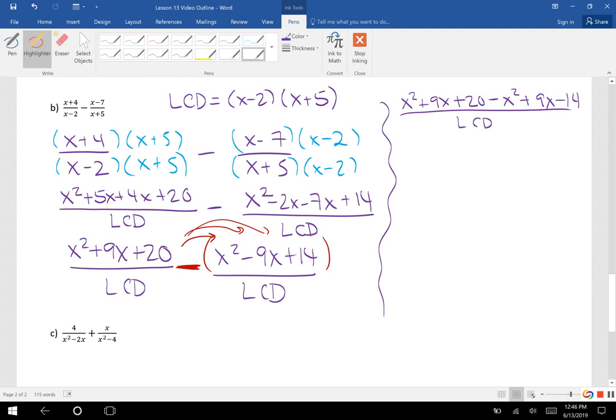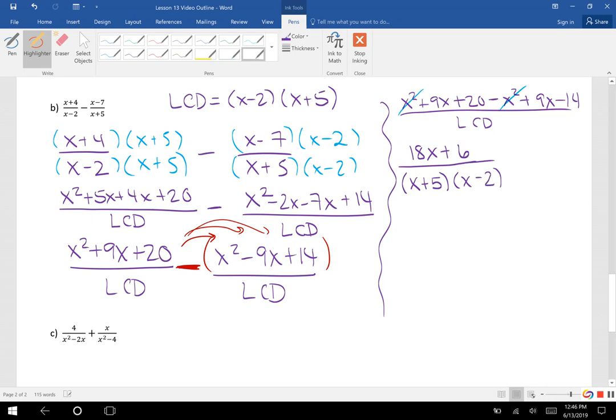All right, let's see. The x squareds cancel out. And then we've got 9x plus 9x. That's 18x. 20 minus 14 would be a plus 6. And I think I'm going to finally fill in the LCD, which is x plus 5, x minus 2.